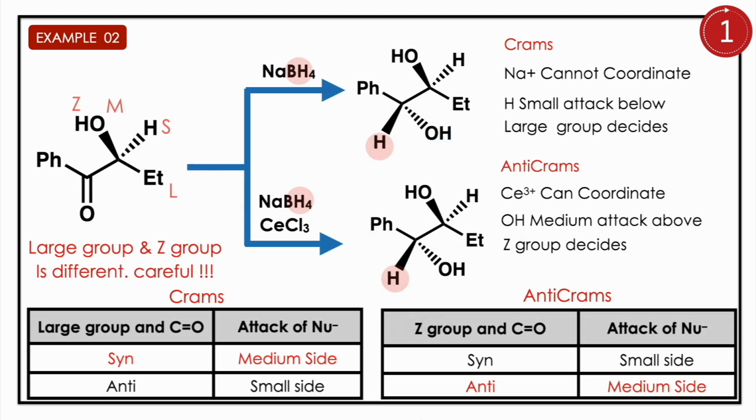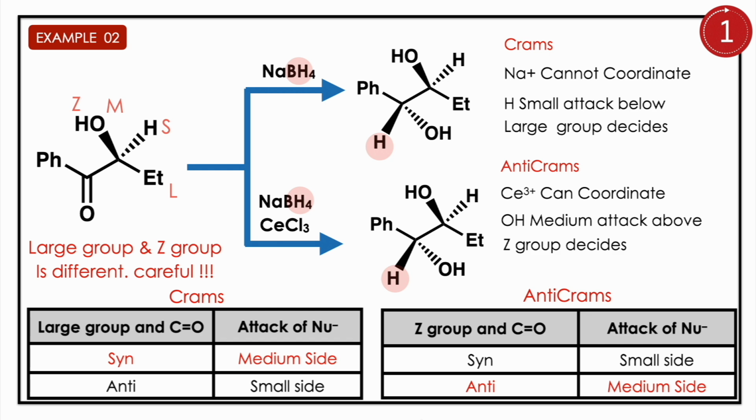Here two different conditions give two different products. One is anti-Cram's, another is Cram's. Cram's means only sodium borohydride. Here the large group is ethyl, which is syn to the carbonyl. So the attack will be on the medium side. Here the medium group is the OH group, so the attack will happen on the medium side. So hydrogen is above the plane, because OH is above the plane. Final product: hydrogen above, OH below.